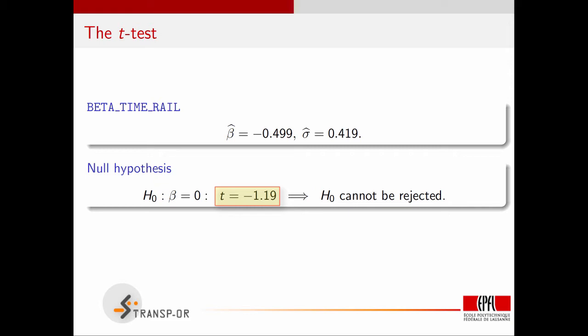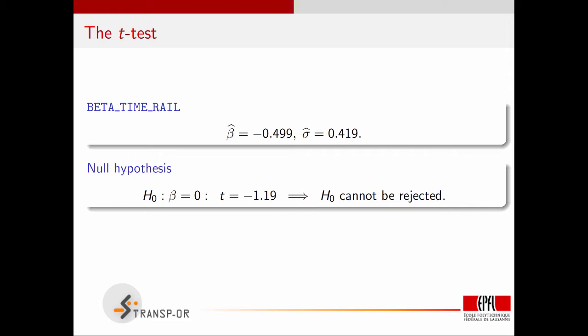The fact that it is in absolute value less than 1.96 implies that we cannot reject the null hypothesis at the 5% level. However, in this specific case, the hypothesis itself does not make sense. Indeed, in the context of a transportation mode choice model, we know that the true value of the beta time rail, so the coefficient for the travel time, is not 0. There is plenty of evidence in the literature, so testing this hypothesis does not make sense.